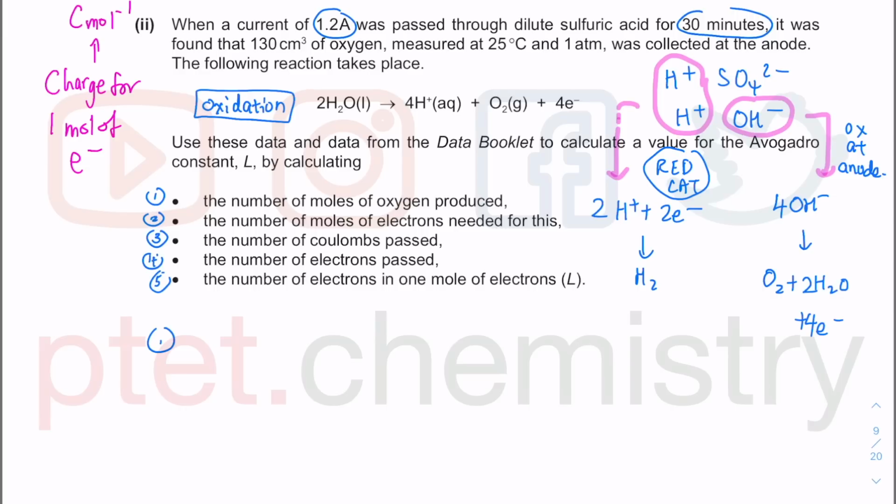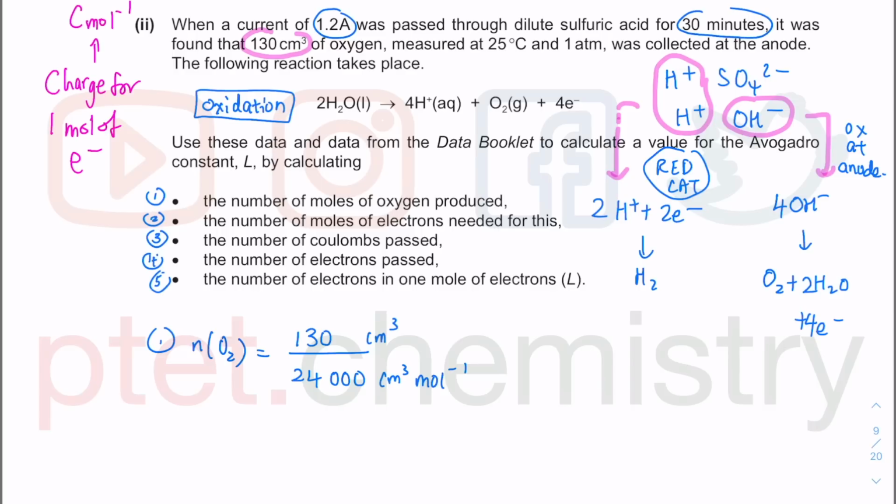So number 1, the number of moles of oxygen produced. Oxygen is a gas, and I get 130 cm cube there. So this is the gas volume, and this has to be divided by 24,000. So 130 divided by 24,000, and this is cm cube, and this is cm cube per mole. We know that in the periodic table at the bottom, it's given as 24.0 dm cube per mole. Here it's 24,000 cm cube per mole because it's in cm cube.